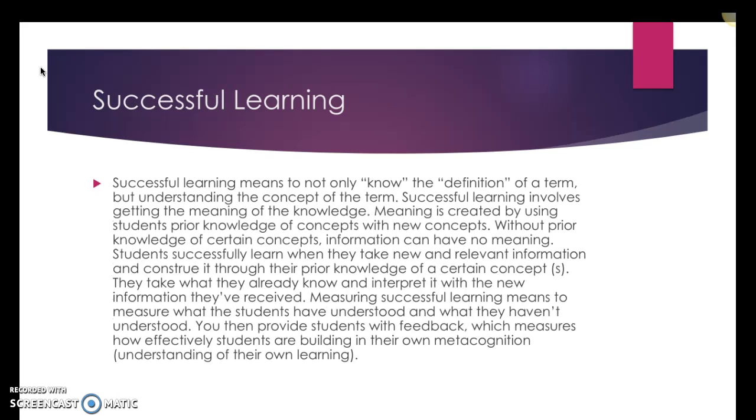So successful learning to me means to not only know the definition of a term, but understanding the concept of the term. Successful learning involves getting the meaning of the knowledge. Meaning is created by using students' prior knowledge of concepts with new concepts. Without prior knowledge of certain concepts, information can have no meaning. Students successfully learn when they take new and relevant information and construe it through their prior knowledge of a certain concept. They take what they already know and interpret it with new information they've received.